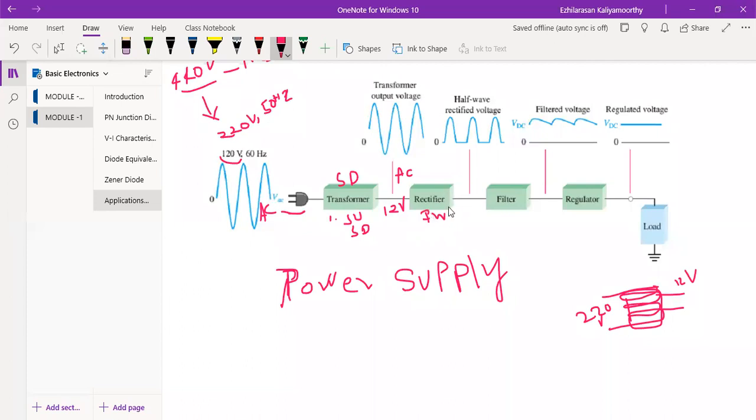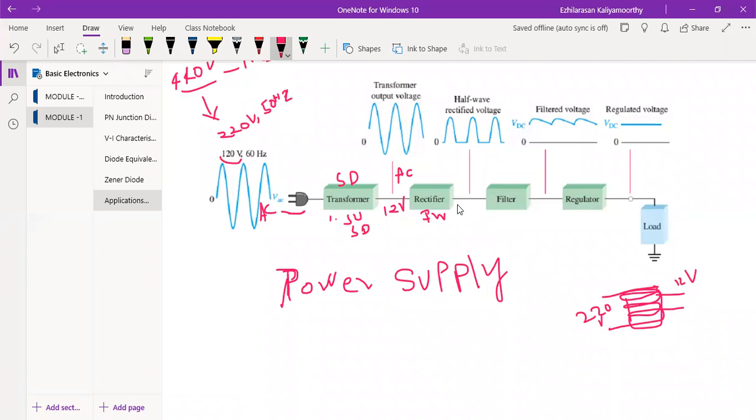Full wave rectifier only we are using here, because after the rectifier we cannot use it otherwise. So the full wave rectifier has this output waveform. Later I will show how it works. In the full wave rectifier, instead of getting the complete cycle, we got only half cycle. You see this. After that, they'll go for the filter.